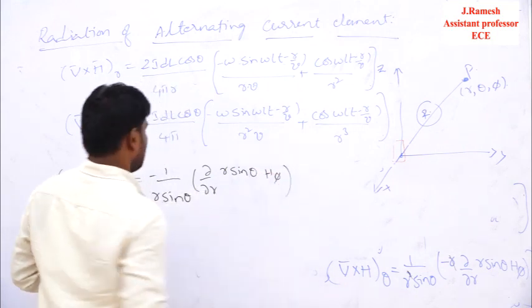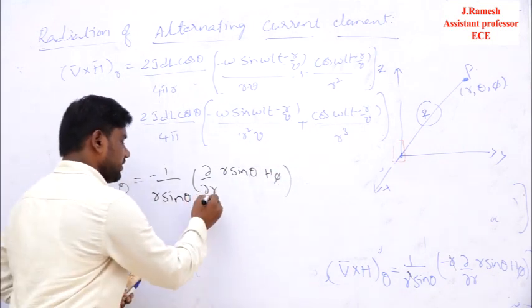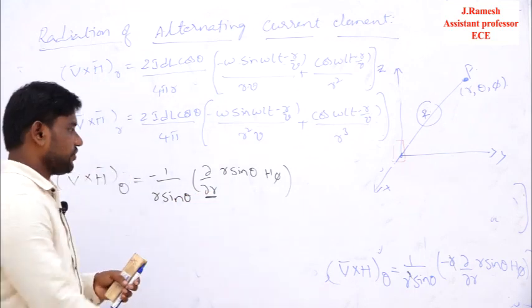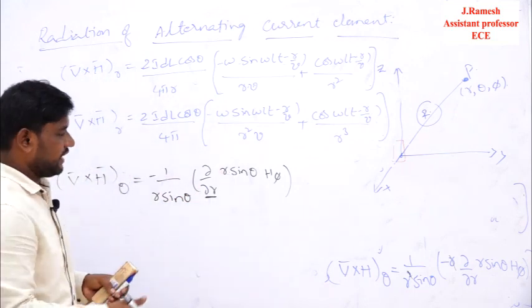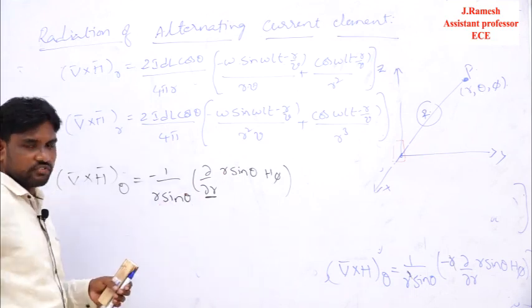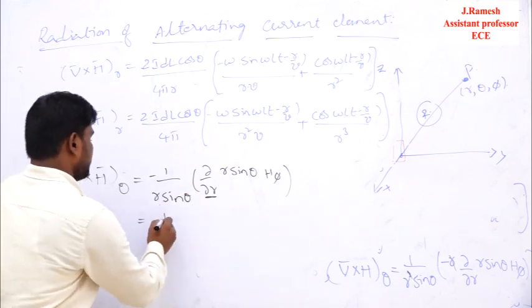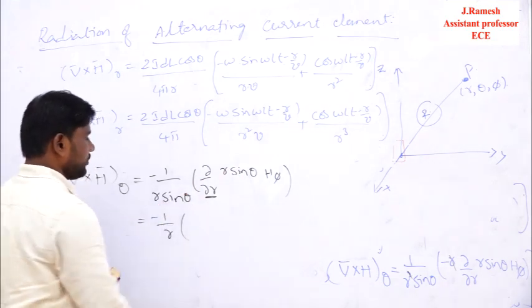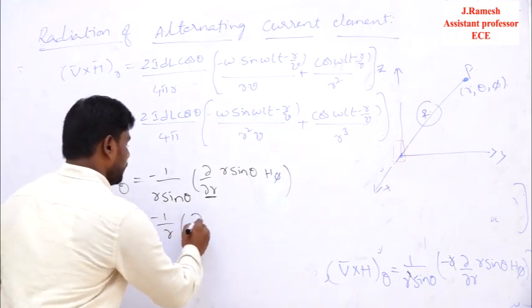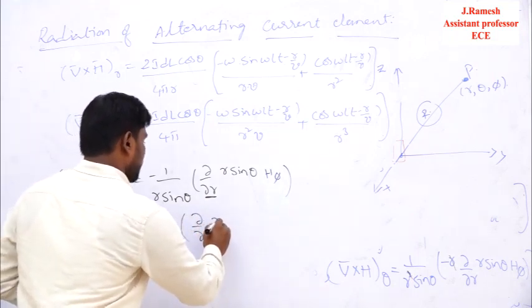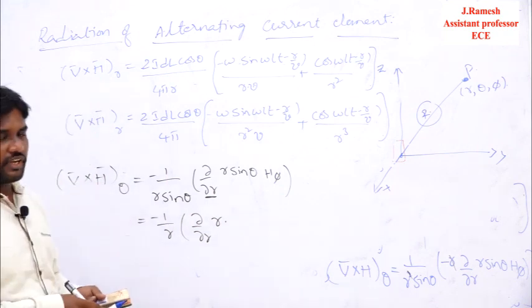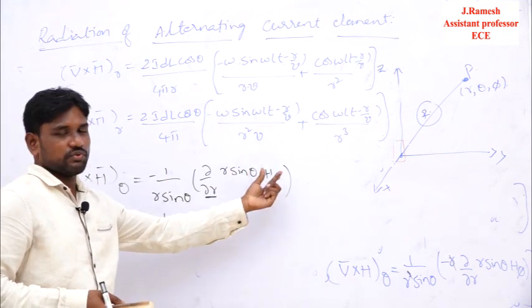Again if you observe, we are doing the derivative with respect to r, so you can take sin theta as a common factor, and this sin theta and that sin theta both will get cancelled. So I can write minus 1 by r into dou by dou r of r only. Then what about the remaining term? The remaining term is only h pi.